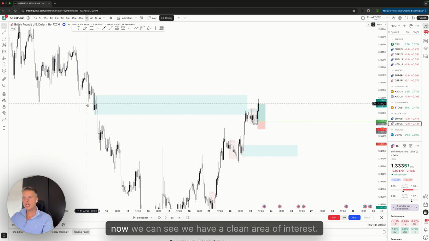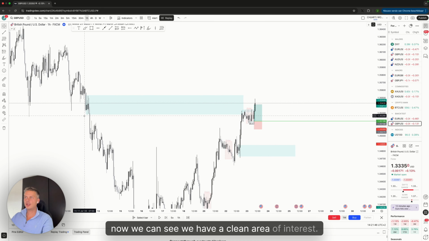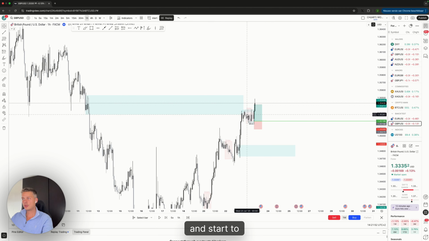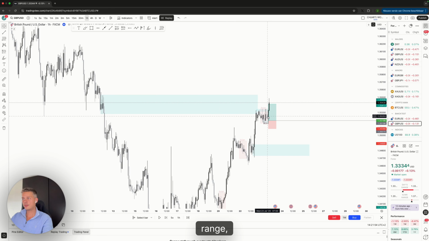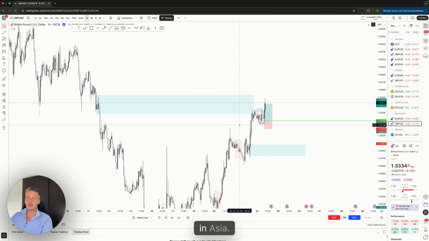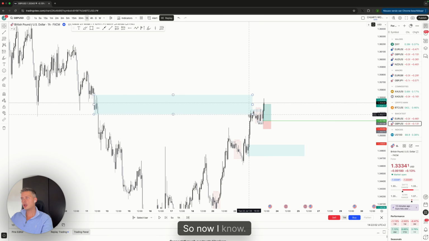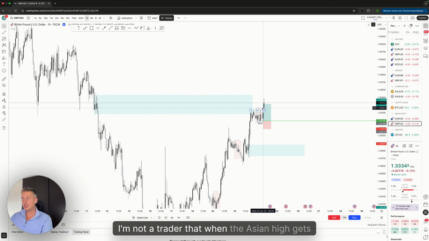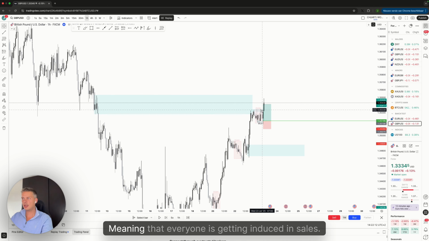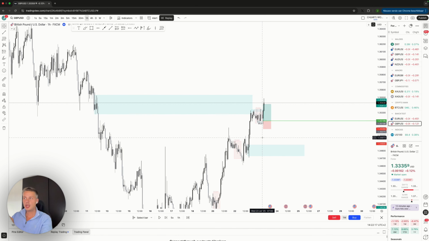Okay. Now we can see we have a clean area of interest. We have an area where price steps in and starts to range. It starts to be ranging price action, which happens very often in Asia. So now I know, okay, I'm interested. I do see what I want to see. I'm not a trader that when the Asian high gets swept, I look for shorts. No, I always trade against the majority, meaning that if everyone is getting induced in sells, I want to buy. And this works very, very well.